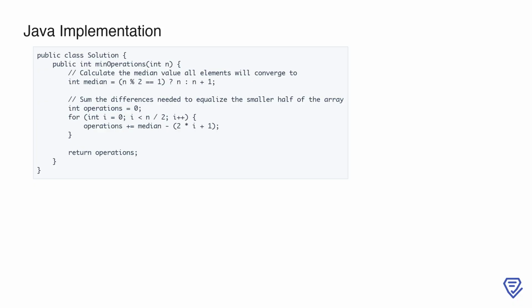This is the Java implementation of LeetCode problem number 1551, minimum operations to make array equal. The logic mirrors the Python implementation, calculating the total operations required to equalize the array. The median value is determined based on the length of the array, and the sum of differences for the smaller half of the array is computed in a loop. Key differences include type declarations for variables and the use of Java's loop syntax.